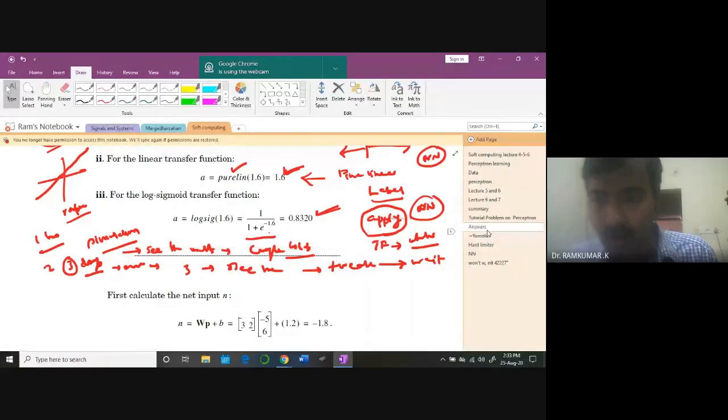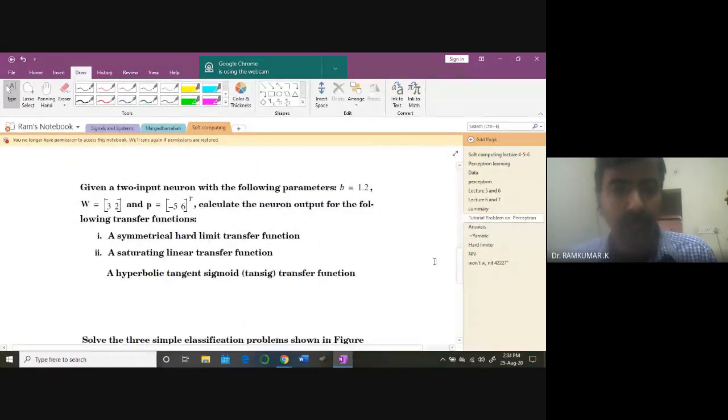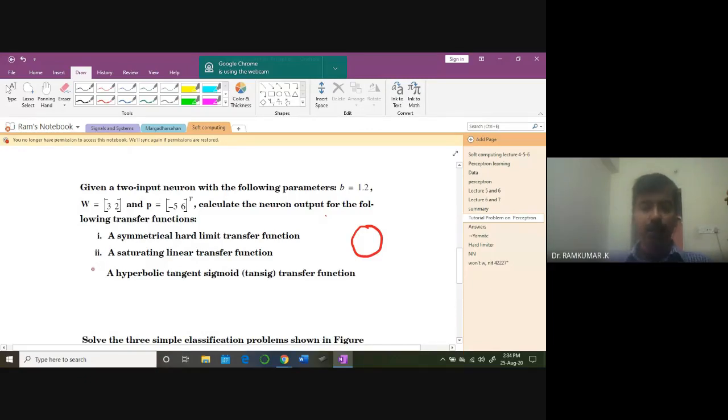In the same manner, look at the next problem. Calculate the neuron output. Just in your notebook, try this problem. I'll give you 2 or 3 minutes. Just try to take an attempt and think about how to solve this problem. It's a tan sigmoid function.